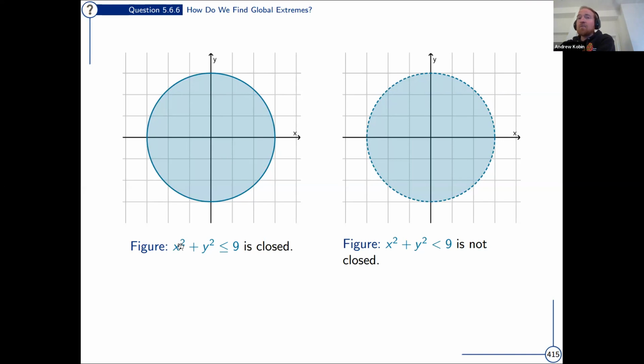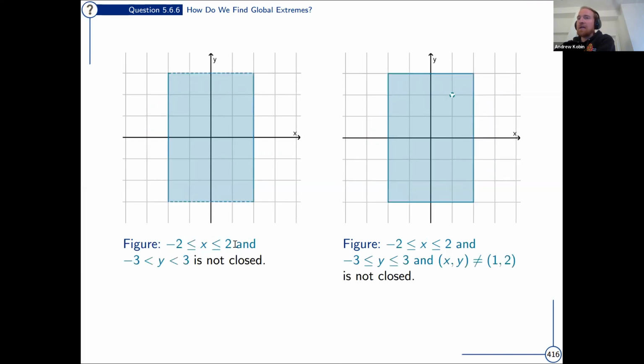And algebraically, we can write this set down by saying the points x comma y in this set have to satisfy the inequality x squared plus y squared is less than or equal to 9.